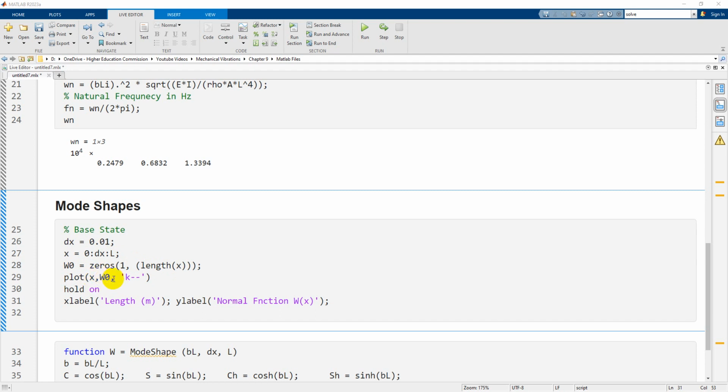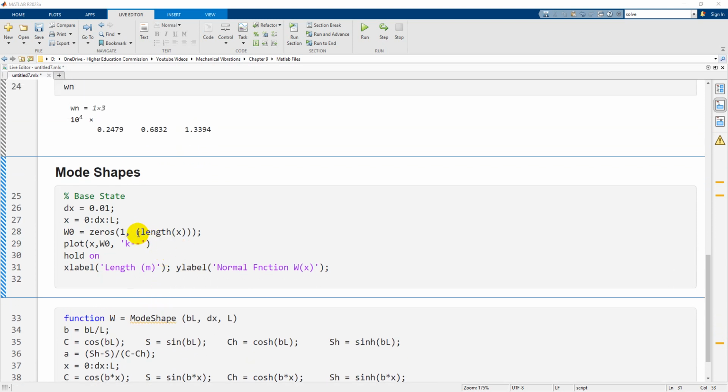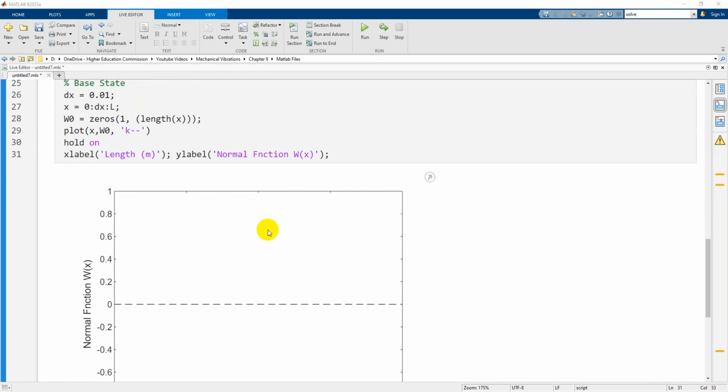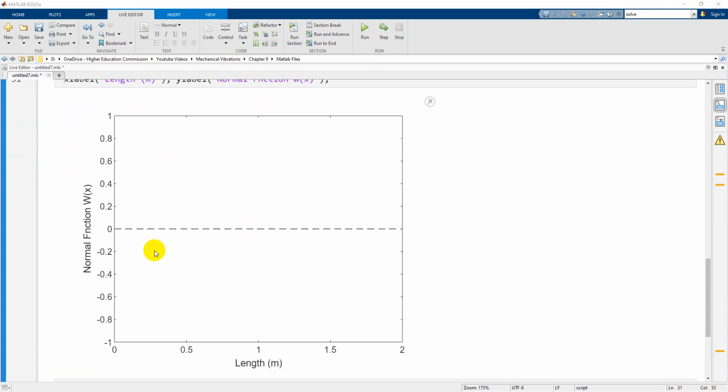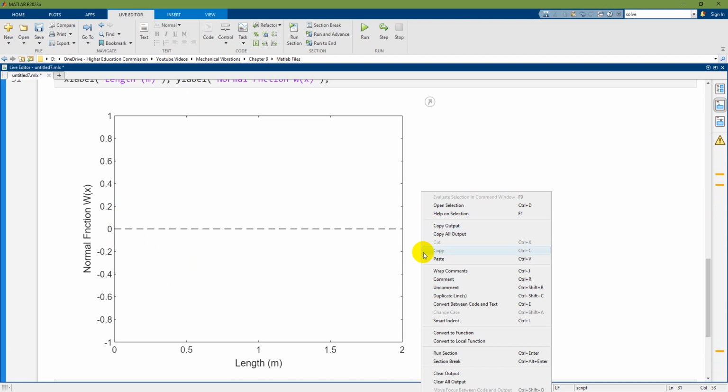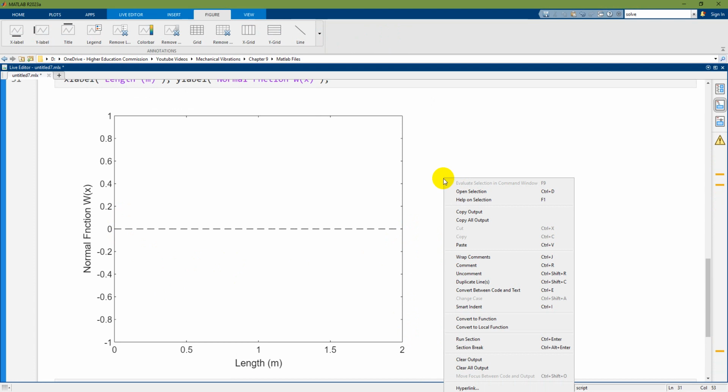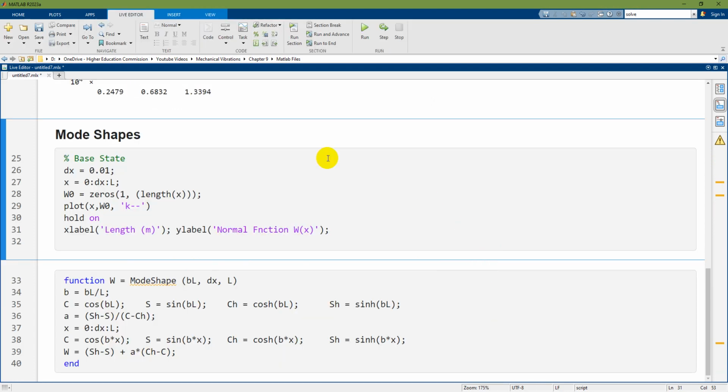So plot x, and then that is the mode shape, or that is the W, which is the normal function, in black color with a dash line. So I set hold on, and then I set the labels for it. So this will compute the base state. So that is the base state of B. So I'm going to clear that. Here, if you right click, you can clear this output.